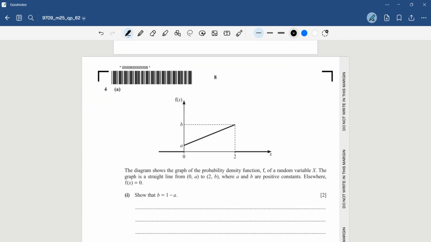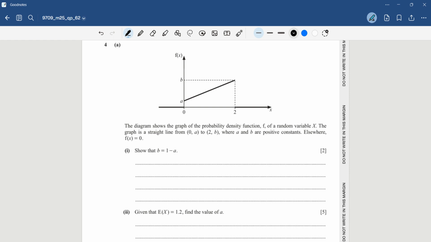Okay, now question number 4a. The diagram shows the graph of a probability density function with a random variable x. The graph is a straight line OA, f(x) = 2b where 0 ≤ x ≤ 2, where a is positive, and 0 elsewhere. Show that b = 1 − a. Since it is a probability density function, the area under the graph must be equivalent to 1.